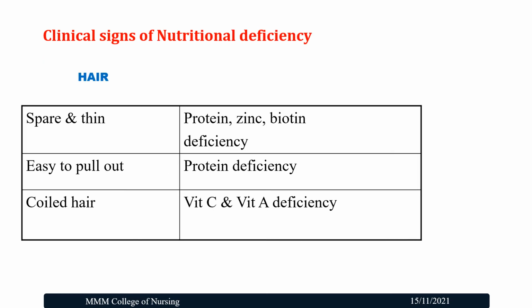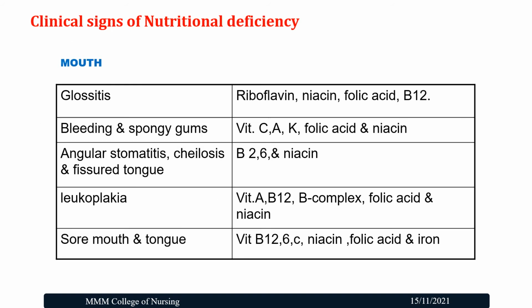Next we can move on to some of the clinical signs of nutrition deficiency. In hair, if it is sparse and thin, it indicates protein, zinc, biotin deficiency. If it is easy to pull out, protein deficiency, and coiled hair indicates vitamin C and vitamin A deficiency. And in the mouth, inflammation of the tongue represents deficiency of riboflavin, niacin, folic acid and vitamin B12.